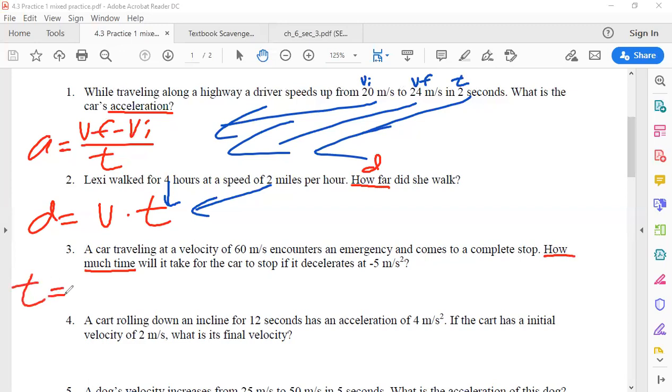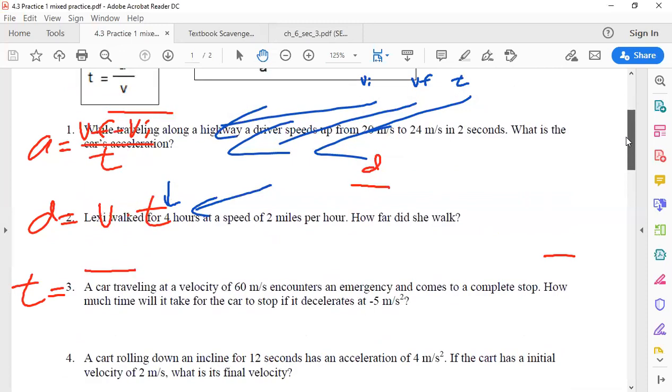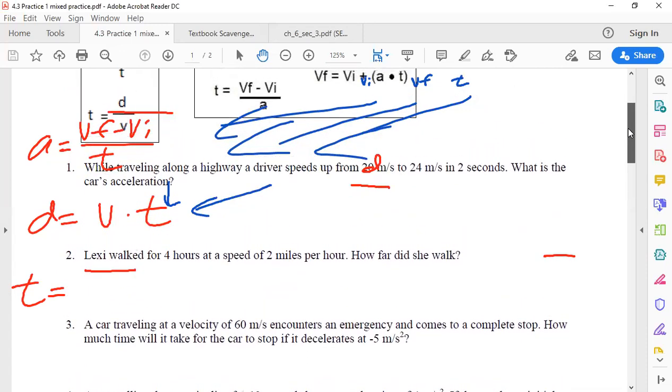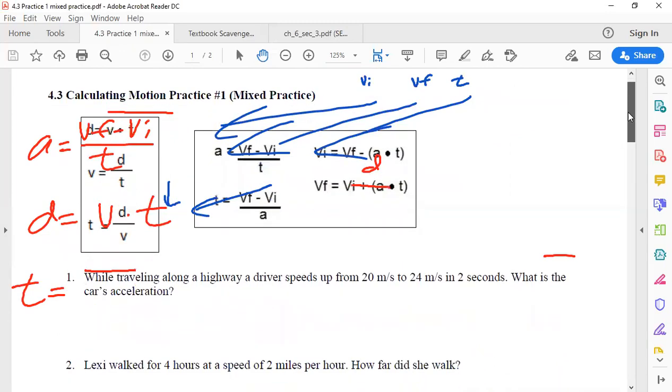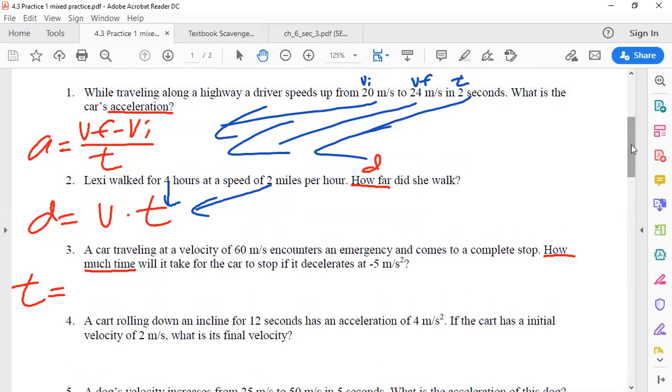The thing is, we have 2 T equations. If we go to the top of the page, we can see both of them. Here I have T equals V over V, and here I have T equals VF minus VI over A. Get down to problem 3, and we'll see. It's asking, how much time will it take for the car to stop? How much time will it take for deceleration to occur?